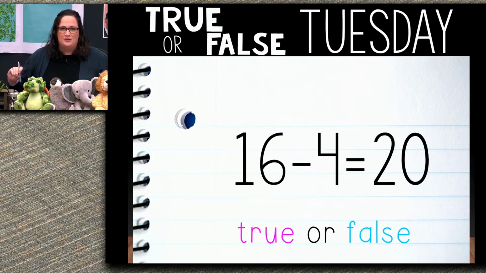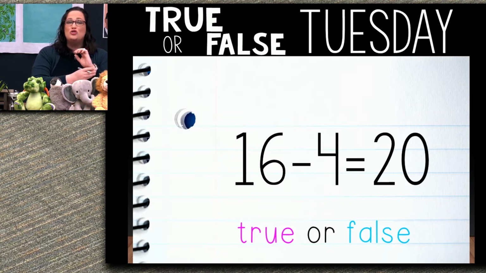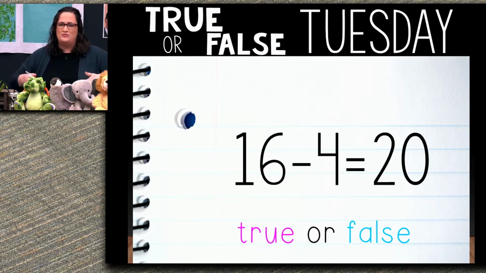Is this reasonable? If I start at 16 and I take some away, am I going to end at 20? No, I do not even need to continue solving the problem. This is not a reasonable answer. If I start at 16 and I take some away, there's no way I'm getting to 20, right? Right, unless I'm taking away a negative number, which means I'm adding, but we don't know about negative numbers yet in the second grade, so this is false.